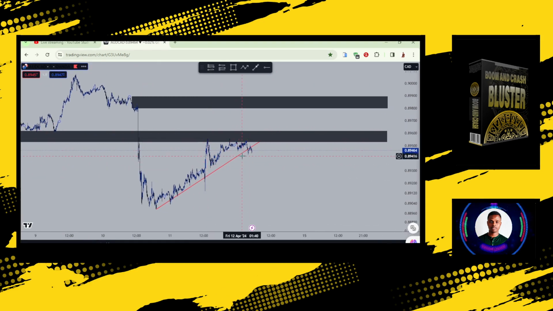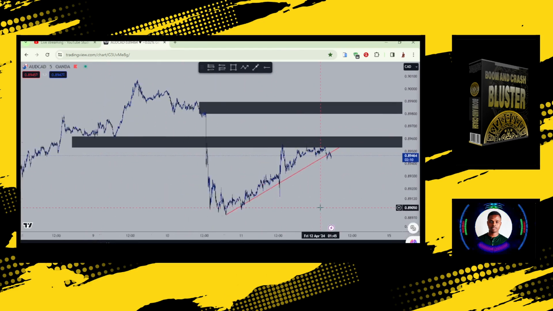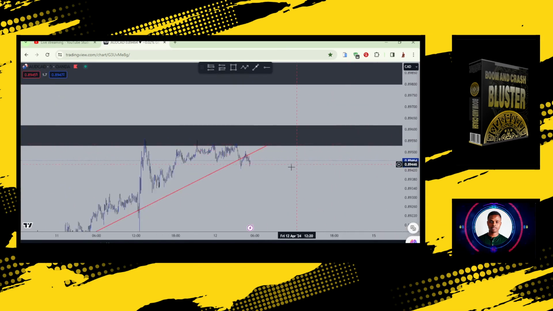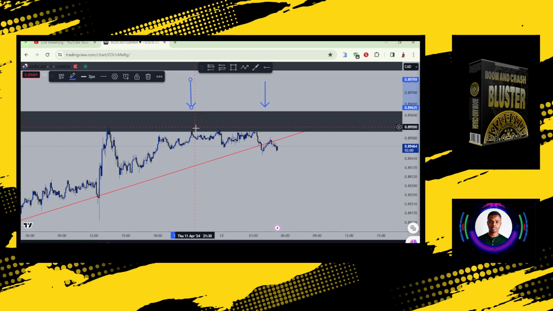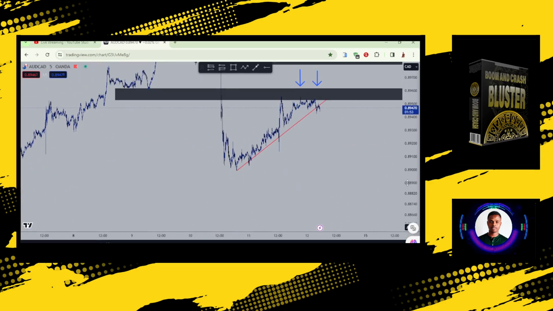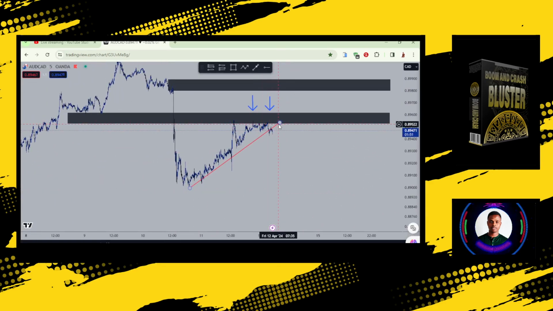You can see the market has come to this zone. Here you can see the market has reached this zone, and I'm thinking that this zone is going to push prices to the downside. So that's why I placed a trend line here, waiting for when the market finally breaks this trend line.